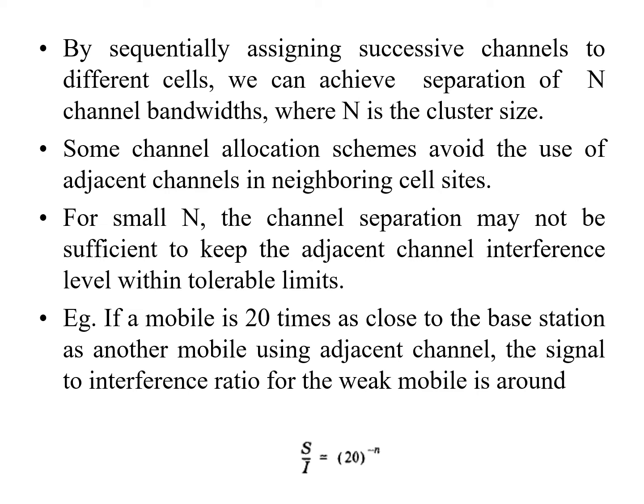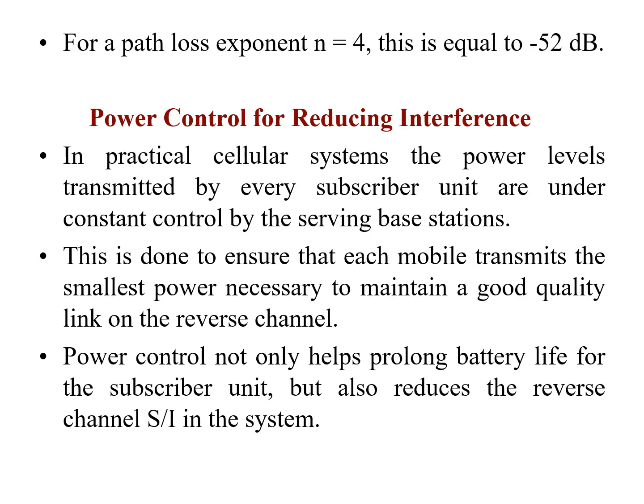For small N, the channel separation may not be sufficient to keep the adjacent channel interference level within tolerable limits. For example, if a mobile is 20 times as close to the base station as another mobile using an adjacent channel, the signal to interference ratio for the weak mobile is around S/I = 20^(-n). For a path loss exponent n equal to 4, this is equal to minus 52 dB.